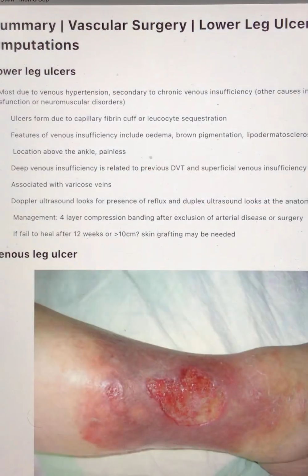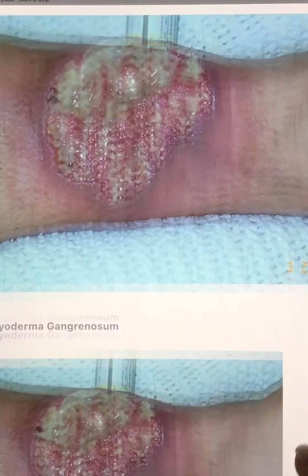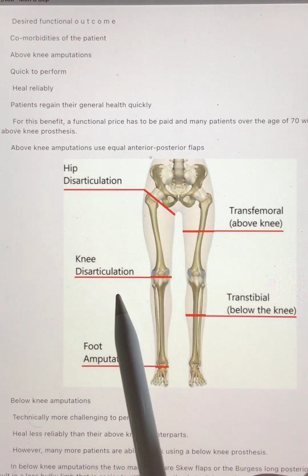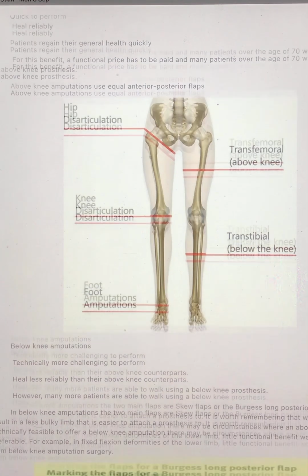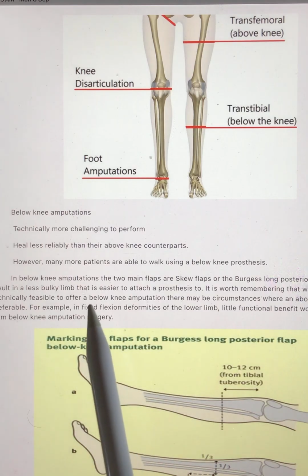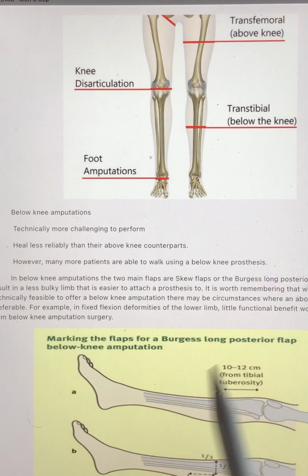So here is the hip disarticulation. So levels of amputation you can see here: hip disarticulation, above knee amputation, knee disarticulation, the below knee amputations. Now below knee amputation technique is more challenging. It heals less reliably than the above knee counterparts. However, many more patients are able to walk using a below knee prosthesis.